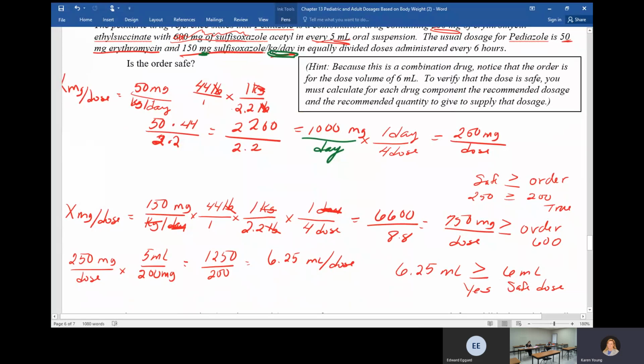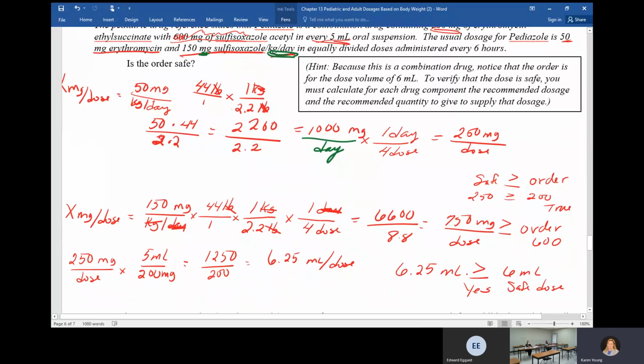I feel like this has just went over everybody's head. Combination drugs are not easy. Well, they're more complicated, I'll put it that way. They're not hard. There's just a lot of steps and a lot of things you have to remember to do because you have to find the milligrams per dose. Then you have to find the milliliters to make sure the doctor's ordered the right amount of milliliters.